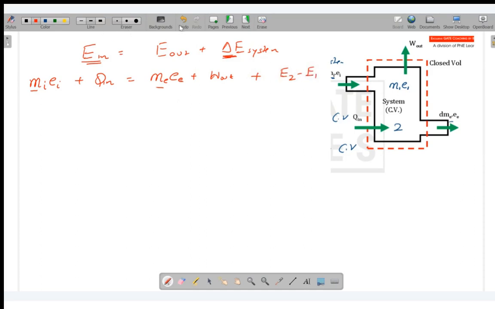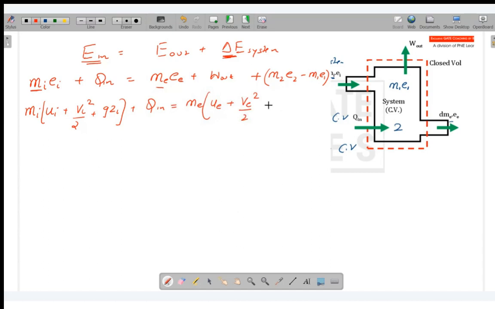So what is the final energy? The final energy is m2 e2 minus m1 e1. Now let me explain. I have already explained to you how the mass stores energy: m_i (u_i plus V_i squared by 2 plus g z_i) plus Q in equals m_e (u_exit plus V_exit squared by 2 plus g z_exit) plus work output.